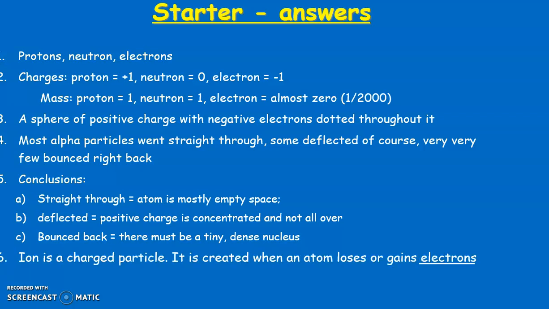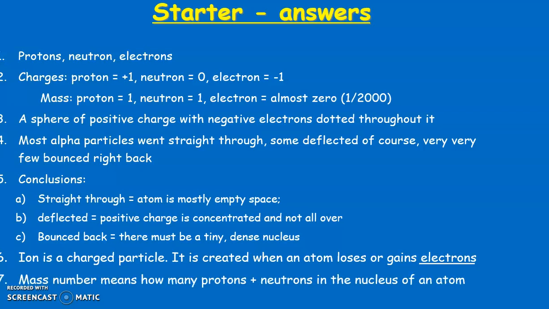An ion is a charged particle. It's created when an atom loses or gains electrons. And the mass number of an element tells you how many protons and neutrons there are in the nucleus of an atom.